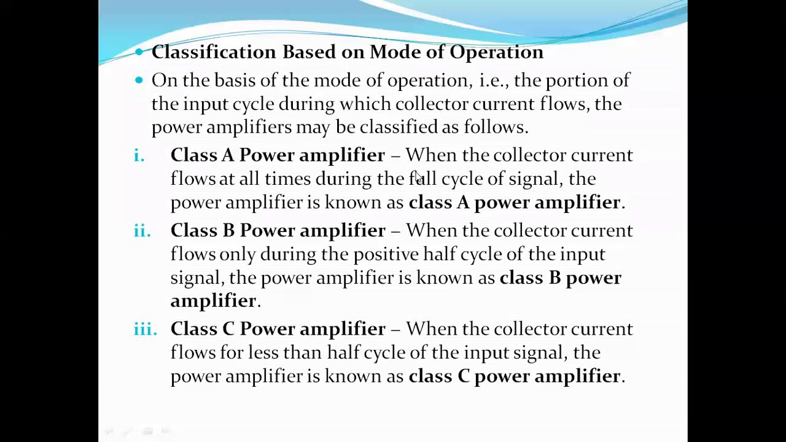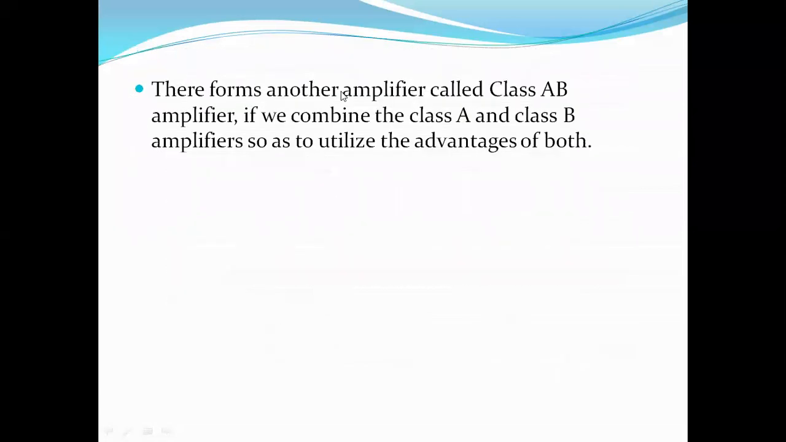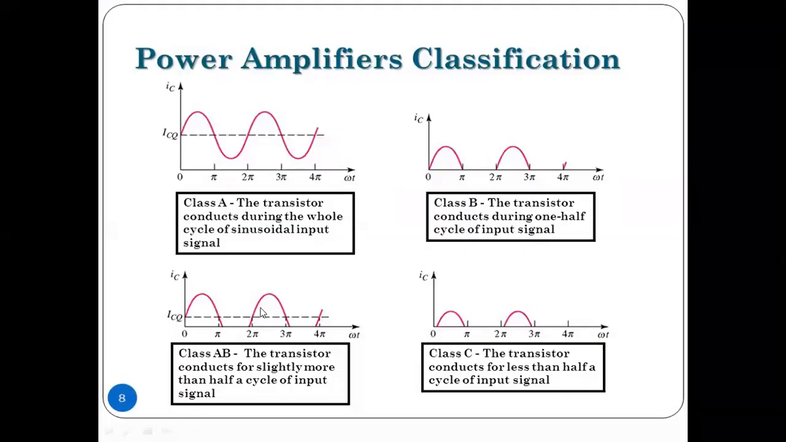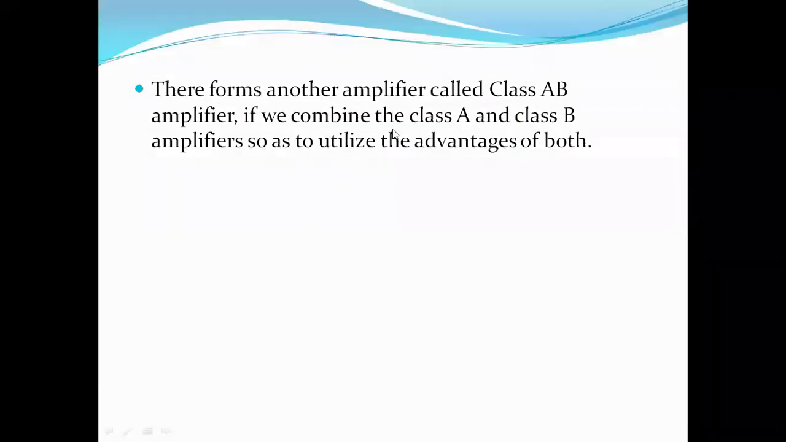So this is the classification of amplifiers depending on the output wave. In class A, the transistor conducts for the full cycle, 360 degrees. In class B, the transistor conducts for only 180 degrees. In class C, the transistor conducts less than 180 degrees. In class AB, the transistor conducts more than 180 but less than 360 degrees. Okay, so these are the waveforms for each and every amplifier.